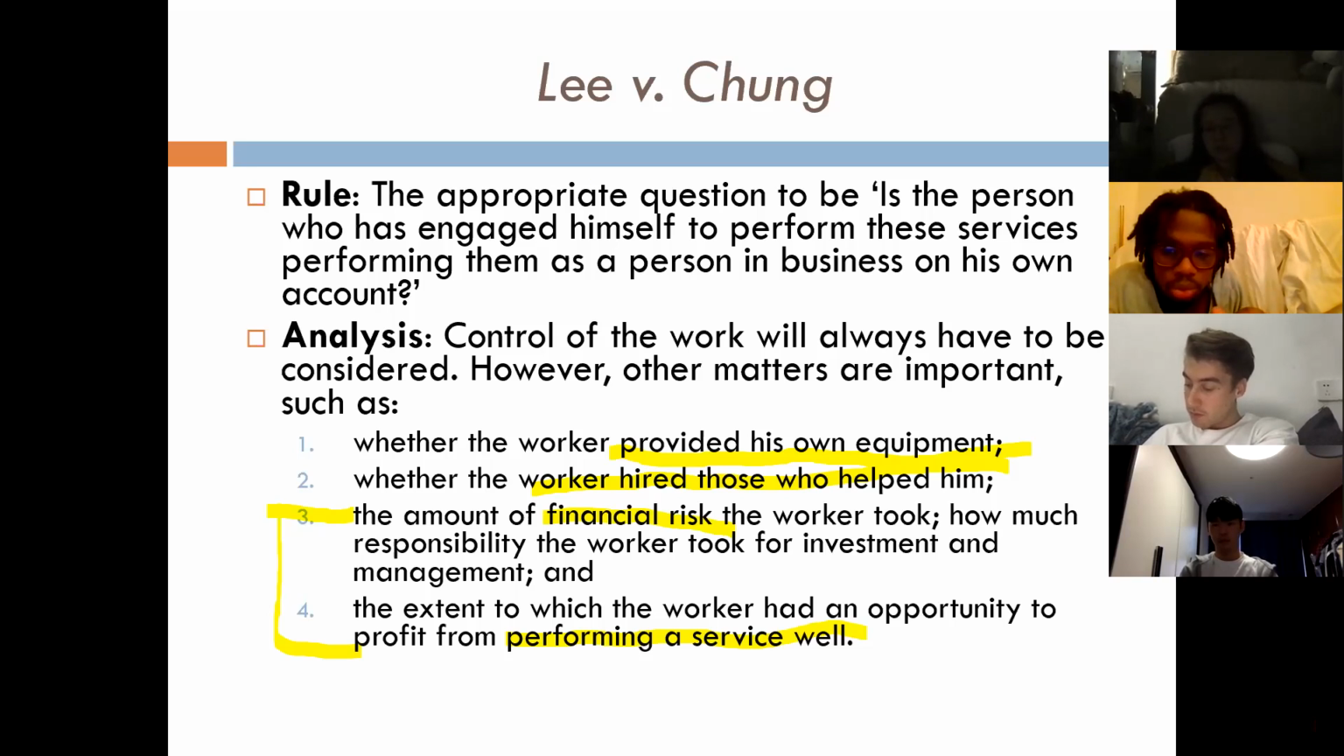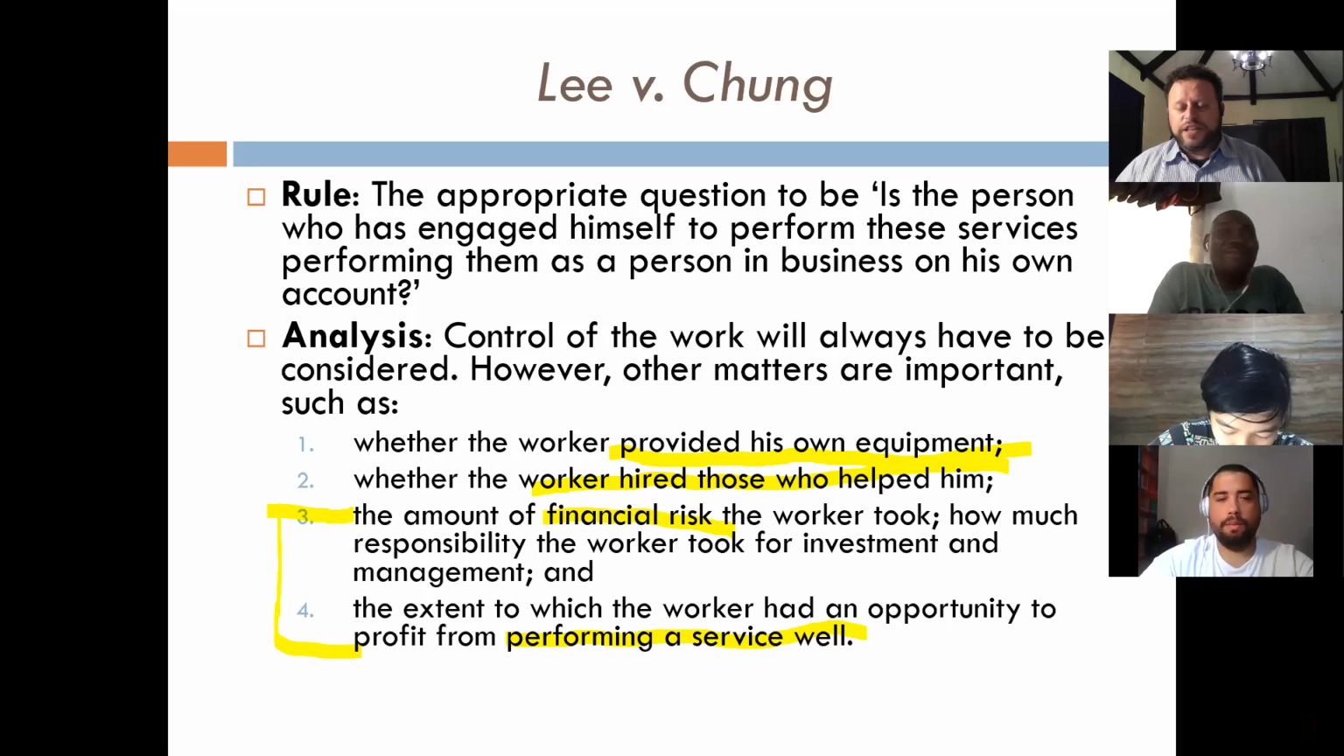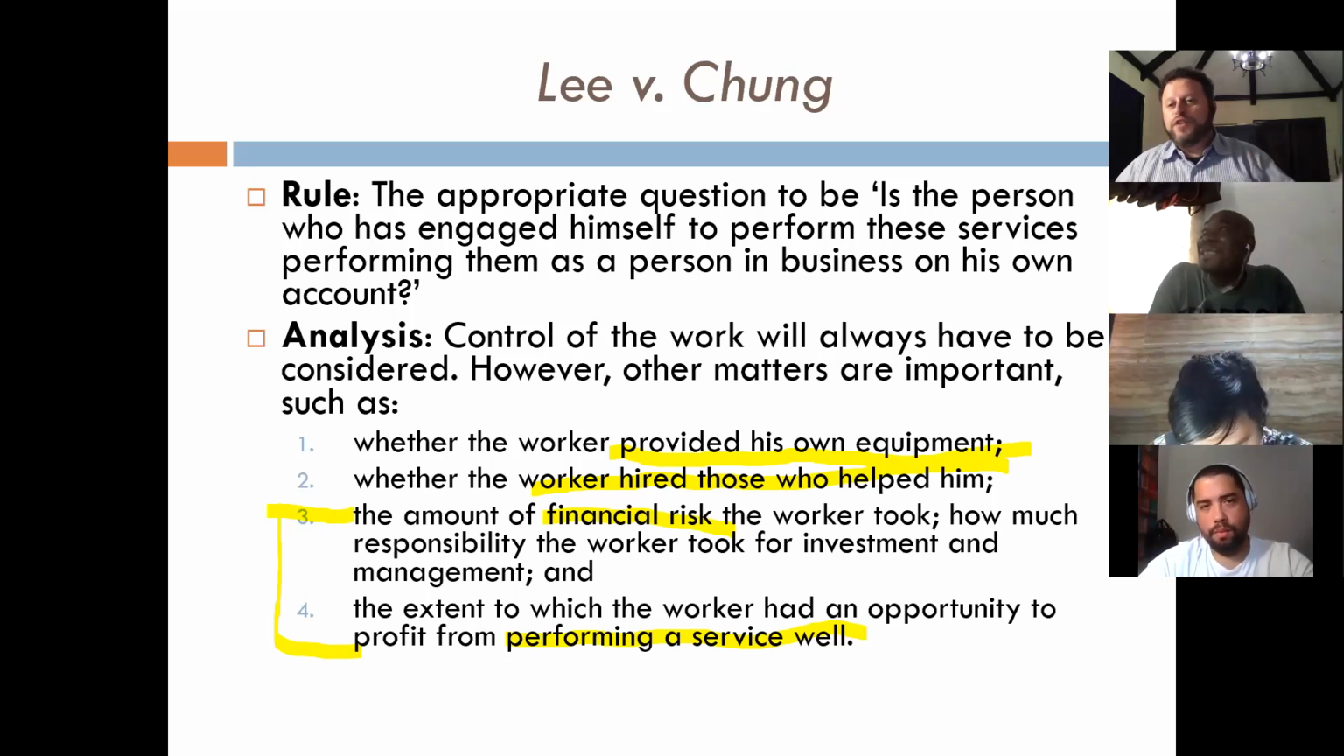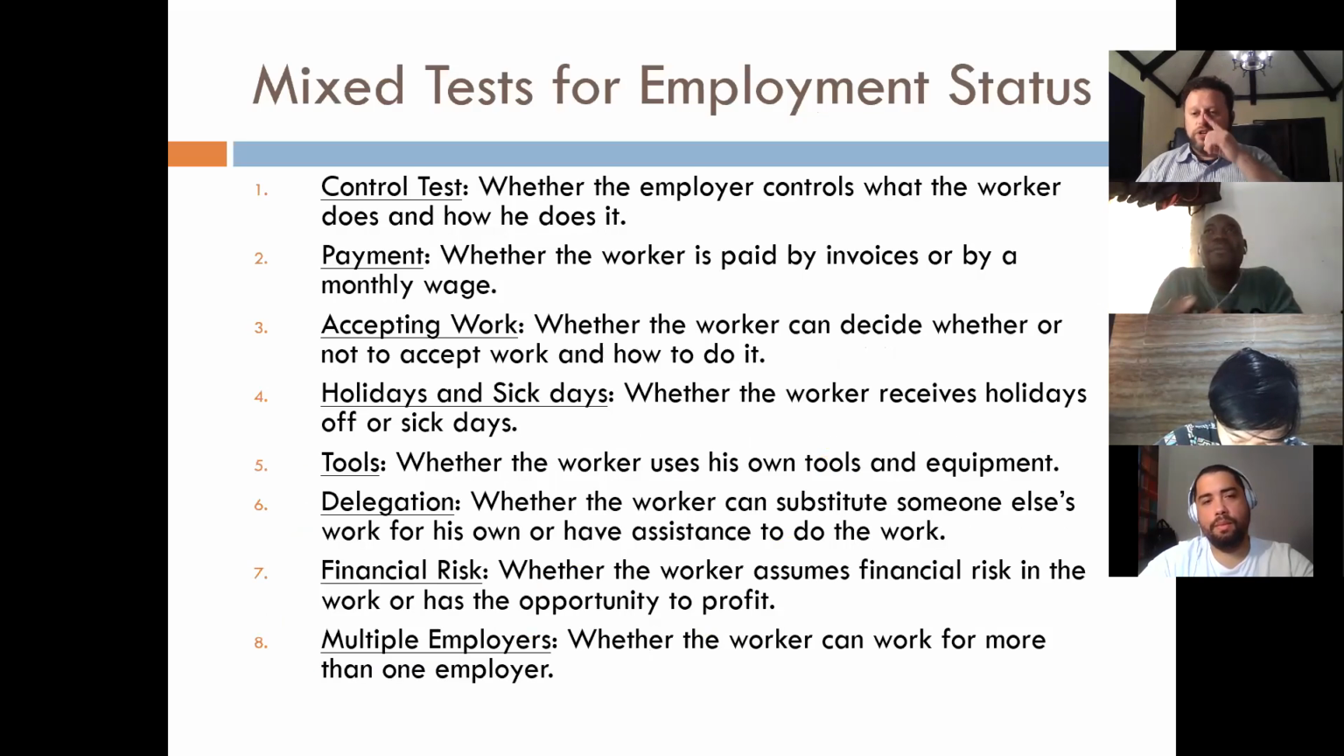Now think about Jody being a plumber. If Jody fixes more toilets this month, will he get more money? Sure. And if he fixes less, will he get less money? Sure, because he has financial risk and reward because he's an independent contractor. So now we put all of our tests together and we have all of these different tests.